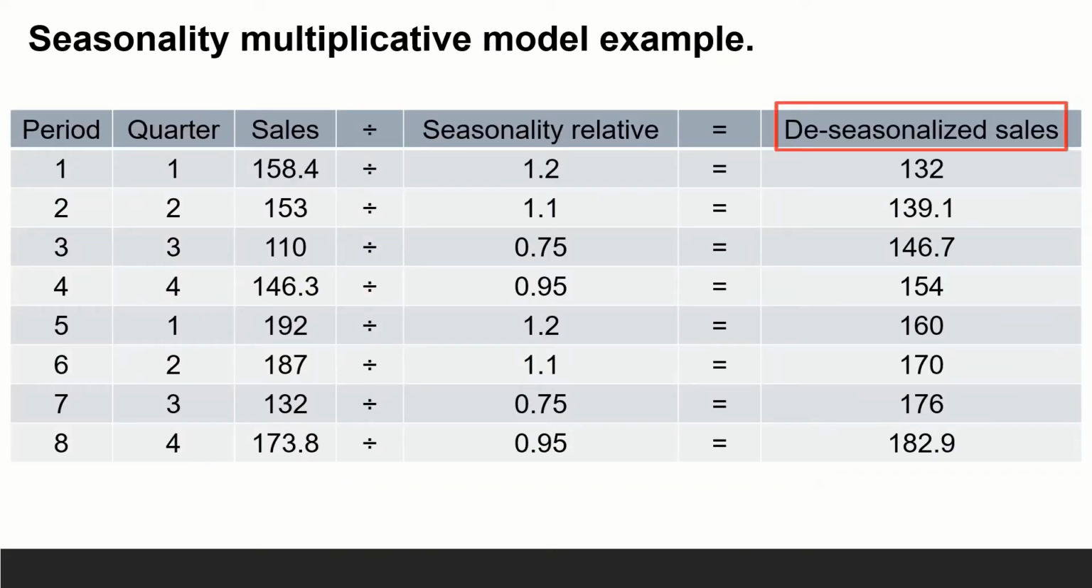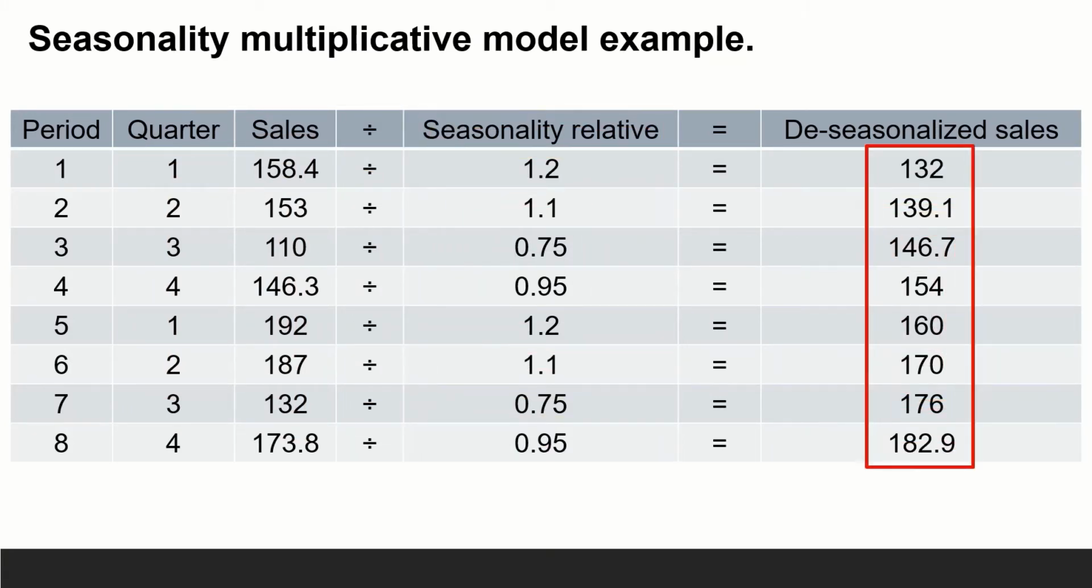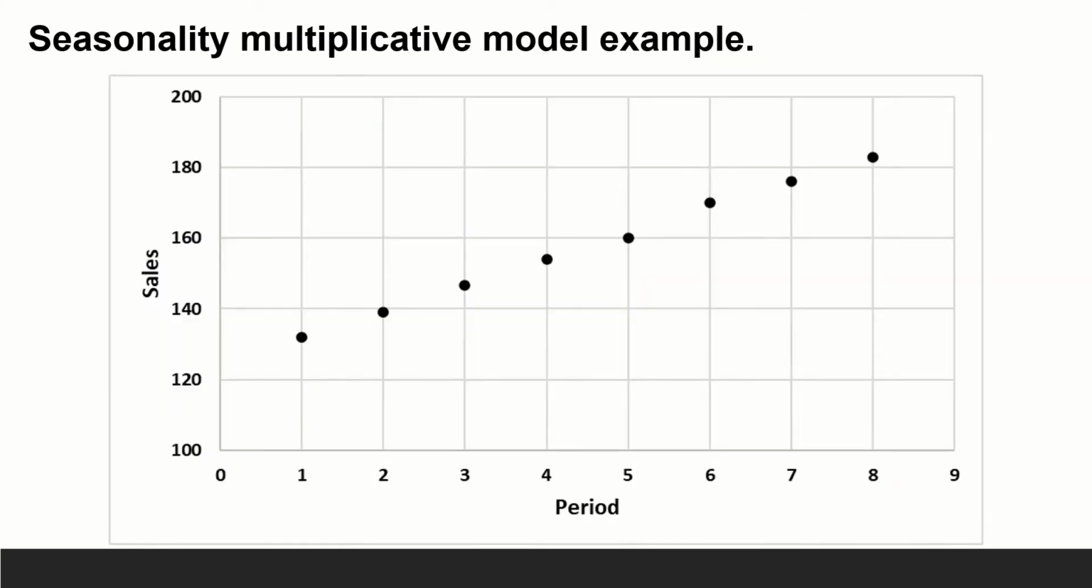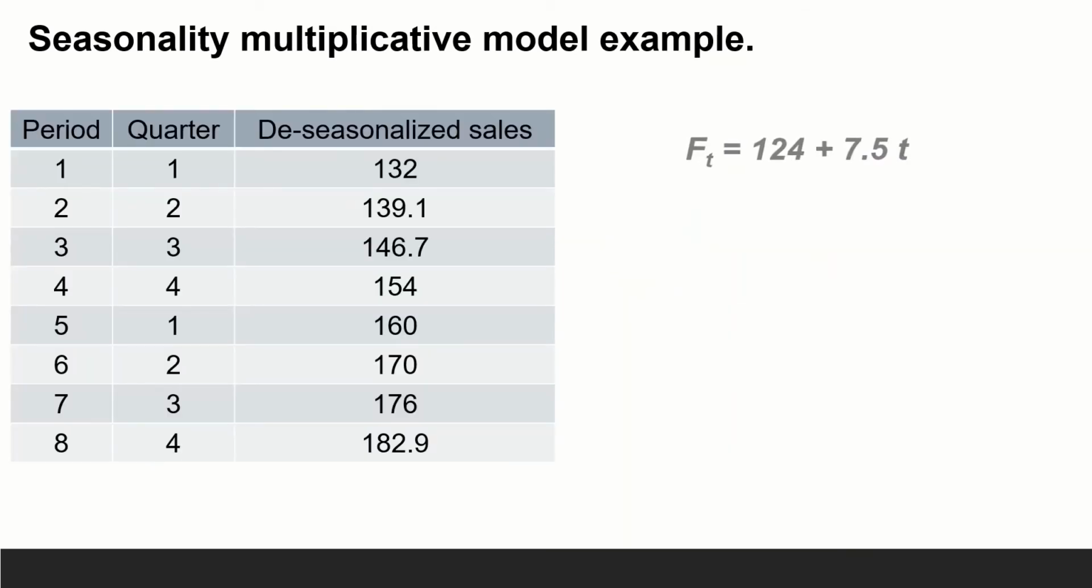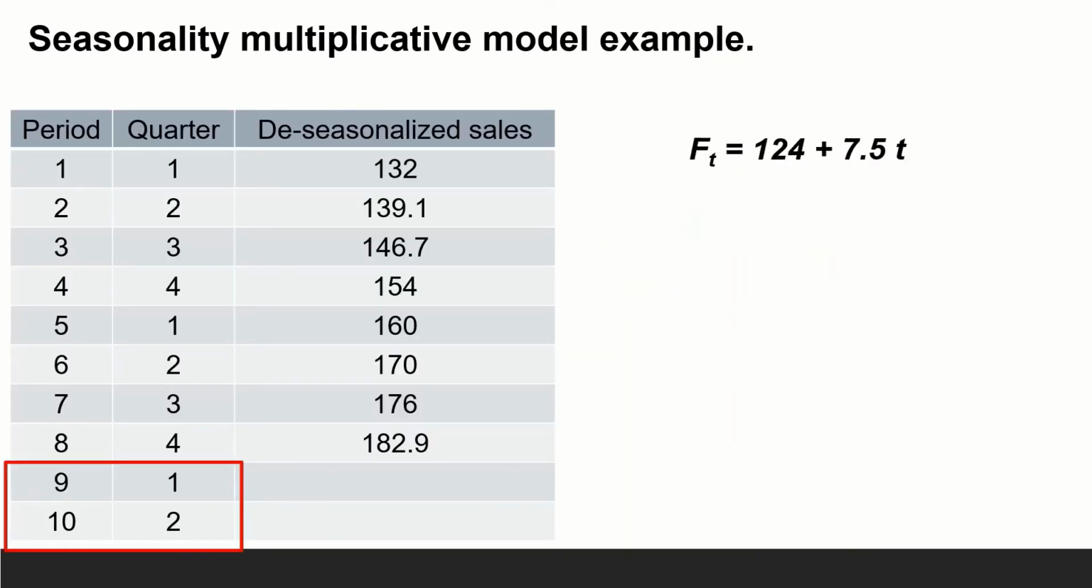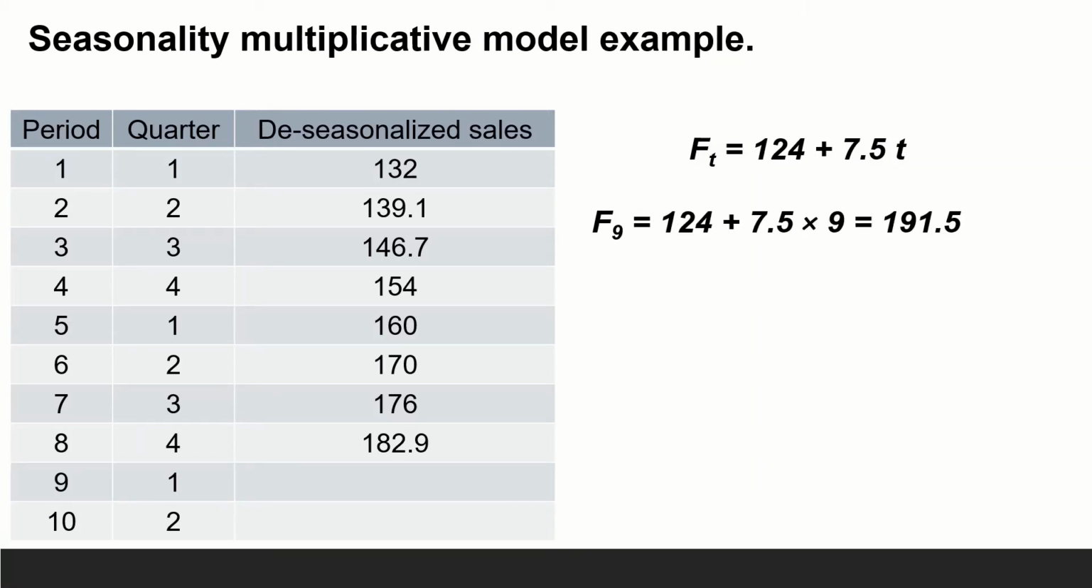To deseasonalize the data, each quarter sales has to be divided by its corresponding relative. It is clear that the resultant deseasonalized data are increasing regularly and can be expressed by linear trend. The trend equation is given, so we can use it to calculate the sales for periods 9 and 10. Thus F9 equals 124 plus 7.5 multiplied by 9 equals 191.5. And F10 equals 124 plus 7.5 multiplied by 10 equals 199.